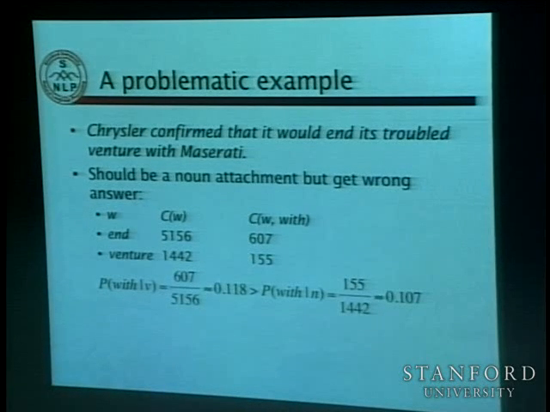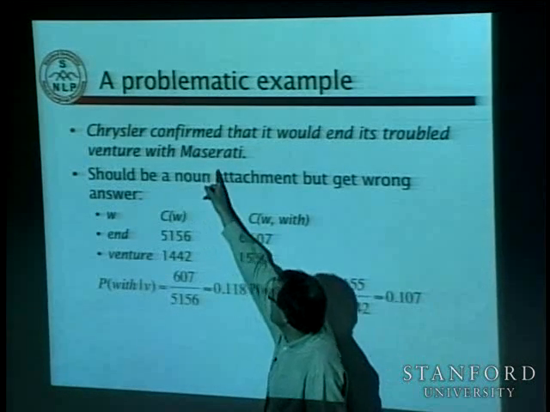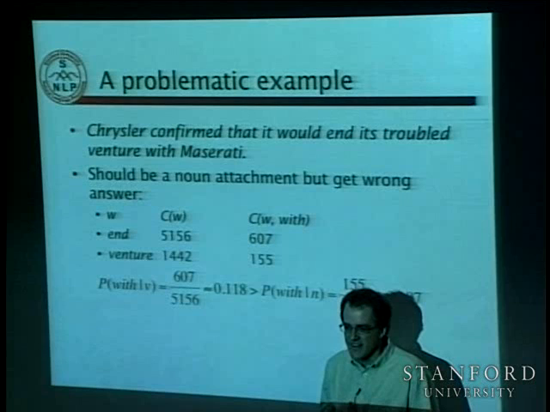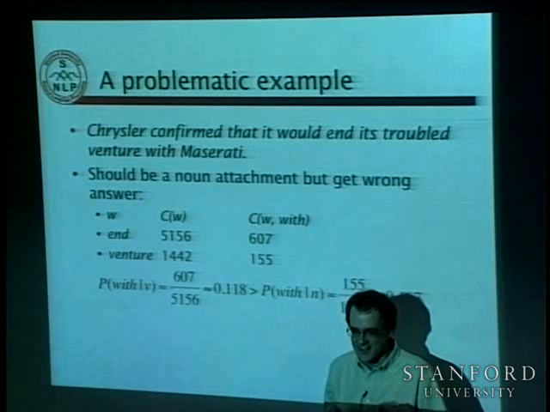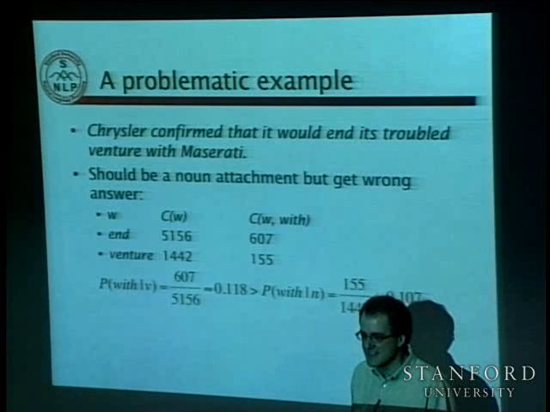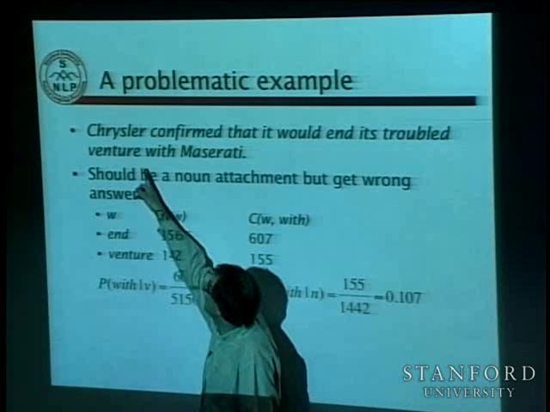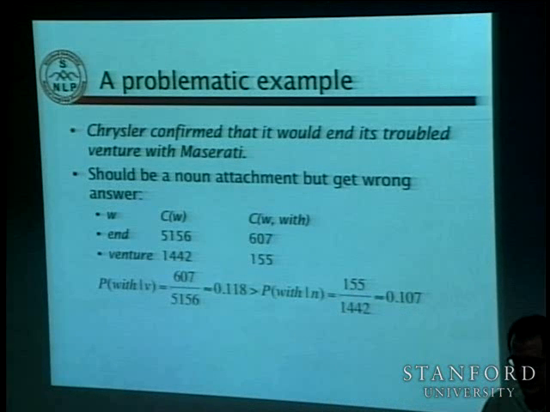So it seems like somehow we should be using that bit of information. It turns out that there's actually another bit of information that we should be using as well. So if we construe with Maserati as modifying end, and we take it that we're going to have a grammar that is a context-free grammar that's tree-structured, so we don't have any of these crossing dependencies, well then, if we take that analysis, we're also making an implicit decision that venture doesn't have any material following it, because it then couldn't have any material following it that wouldn't involve a crossing dependency.